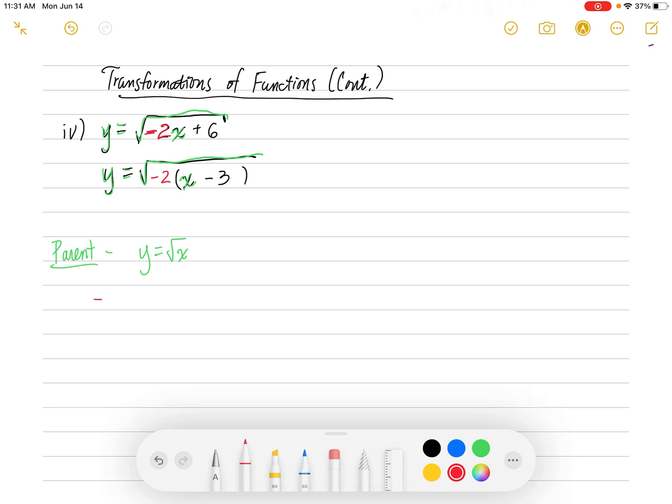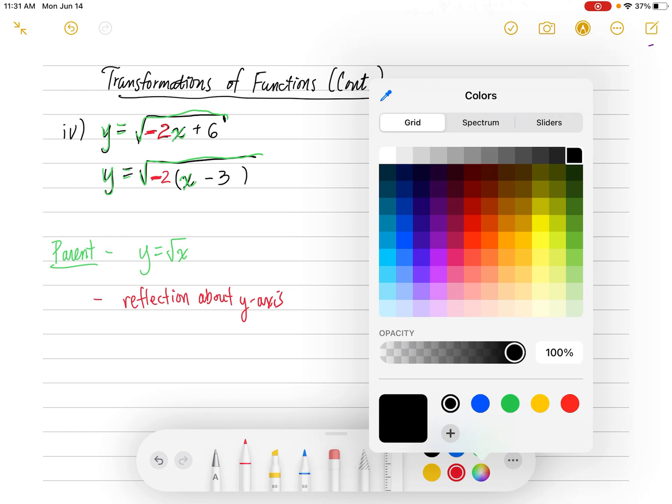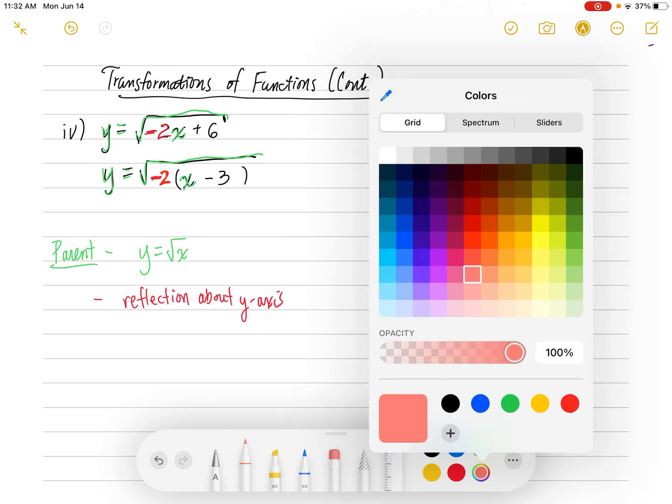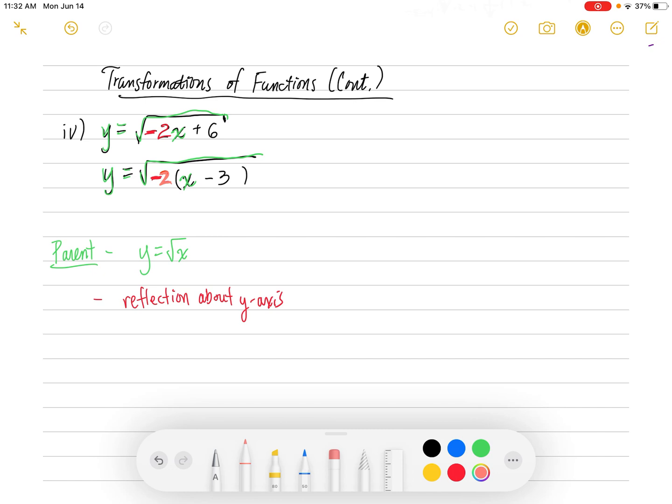And then what you're going to do, you're going to look at that minus sign. What is that minus sign? That minus sign is inside of the house in front of the x. That's going to be a reflection about the y-axis. And then after the minus sign in front of the x stuff, you have this 2.